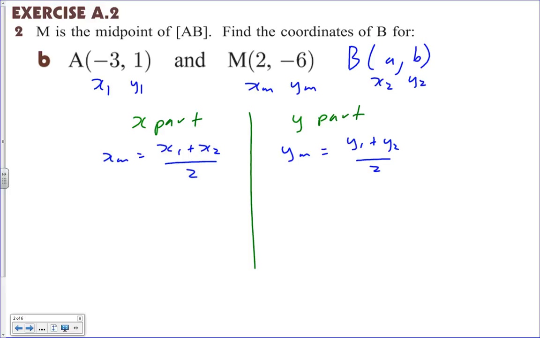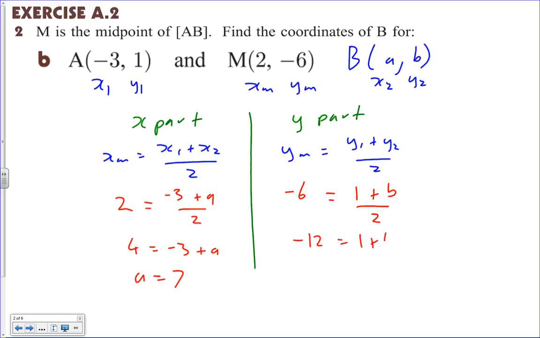Let's work out our x section. So our midpoint is going to be 2 equals x1, so negative 3 plus a, over 2. So 4 equals negative 3 plus a. A is going to be equal to 7 because 4 plus 3 is 7. Finding out our y bit, so negative 6 equals (1 plus b) over 2. That's going to be negative 12 equals 1 plus b. So b equals negative 13. So over here, our point B is going to be (7, negative 13).